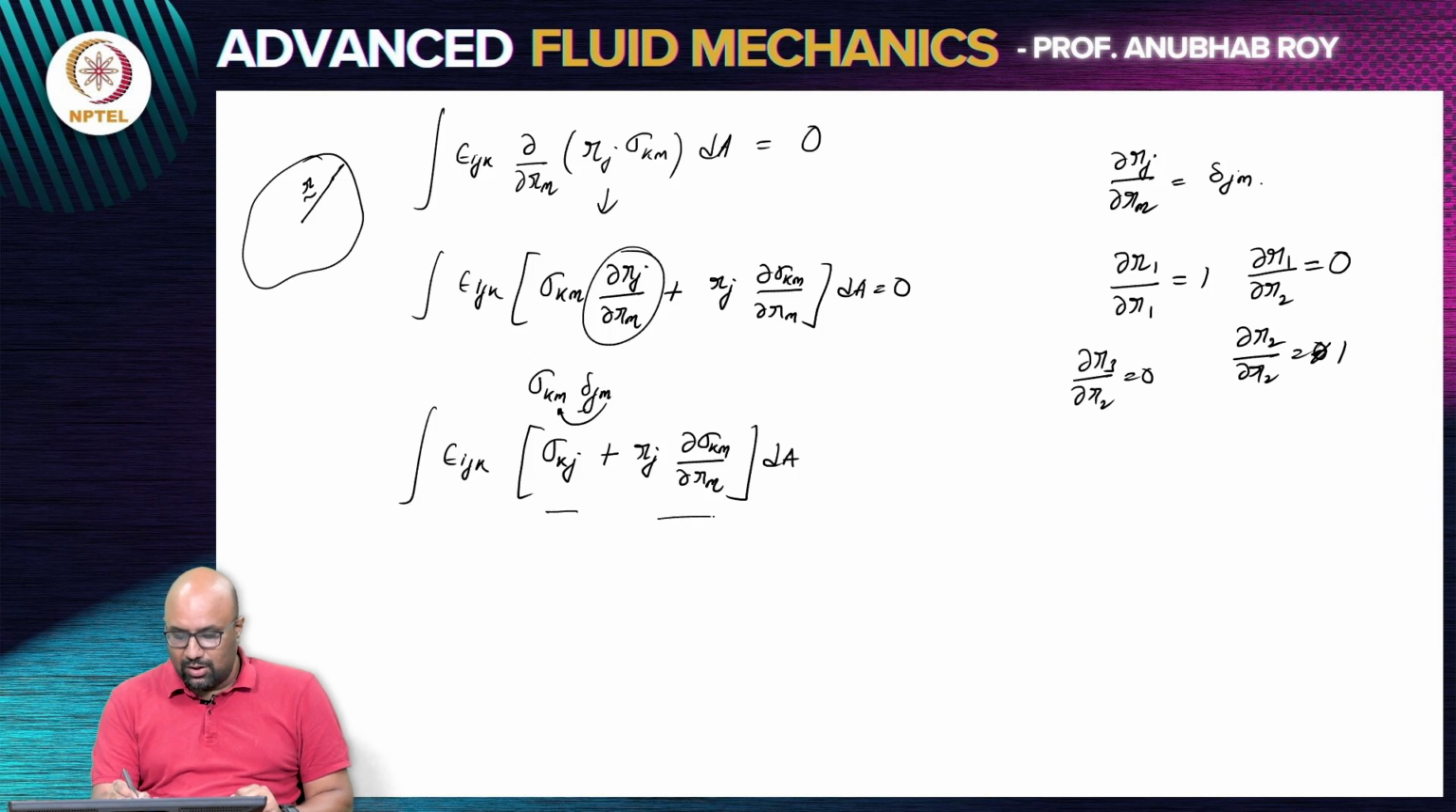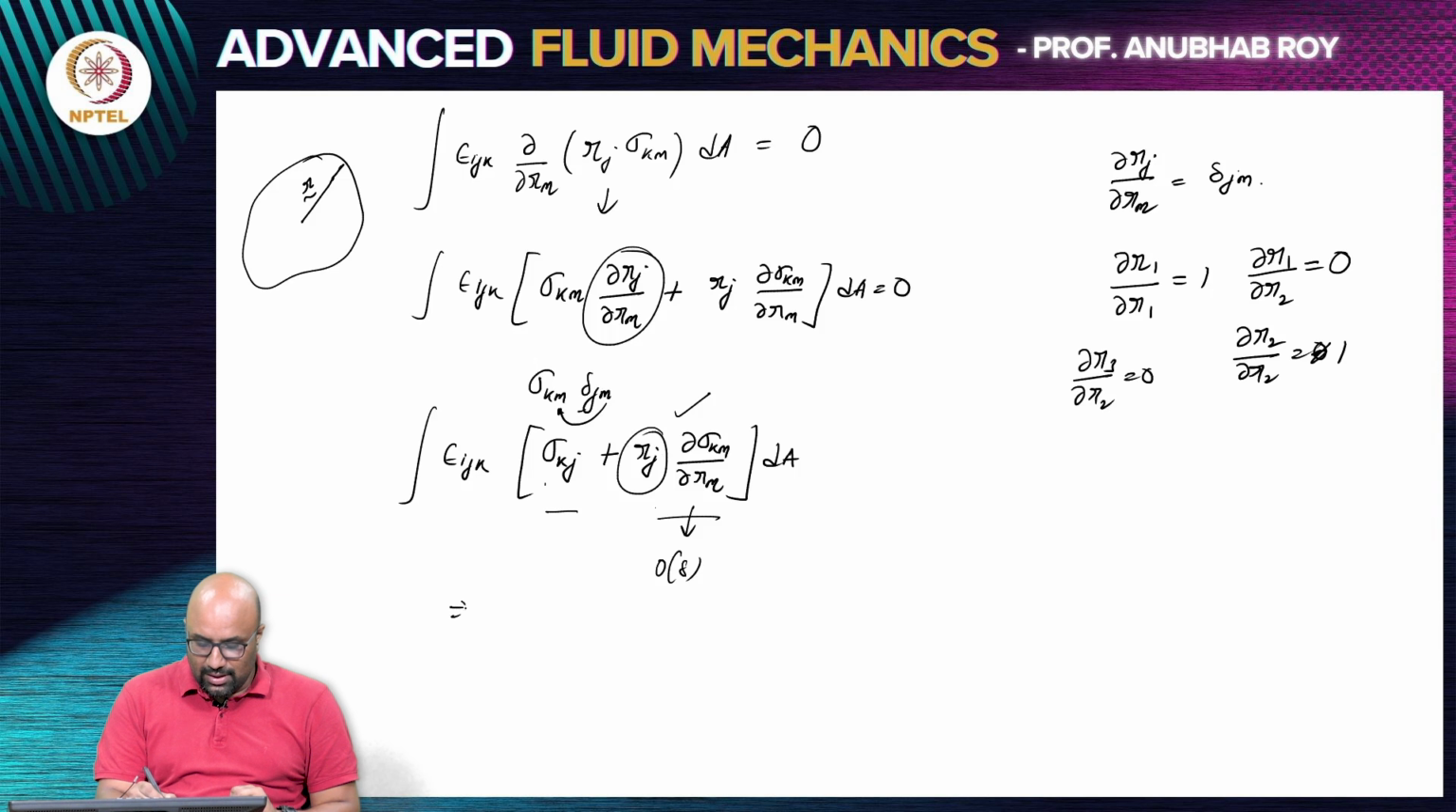Now if you compare the two terms, the second term has an r that is sitting here, which means the second term is order delta smaller than the first term in terms of dimension. Once again, when it starts to shrink, the second term is going to go to 0 faster than the first term. You have a moment arm that is sitting there, r_j. So for delta going to 0, you finally have a relation that epsilon_ijk sigma_kj dA is equal to 0.